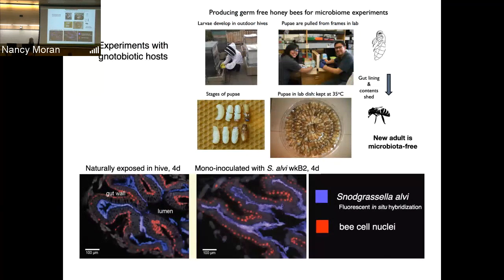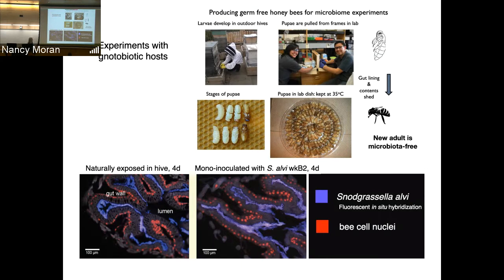So this is just some pictures of students in the lab developing the gnotobiotic host. Basically these are normally developed in the hive. They pupate in the hive. We take the honeybee frame in and pull the pupae out before they've started to emerge on their own, and then just let them emerge in the lab. And when they come out, they're basically completely germ-free.